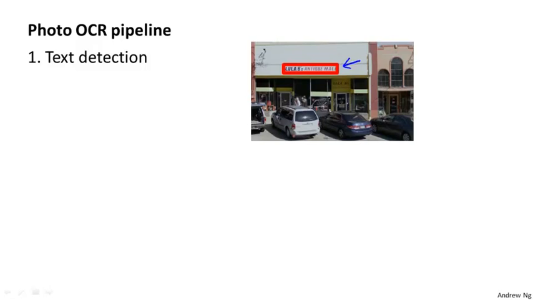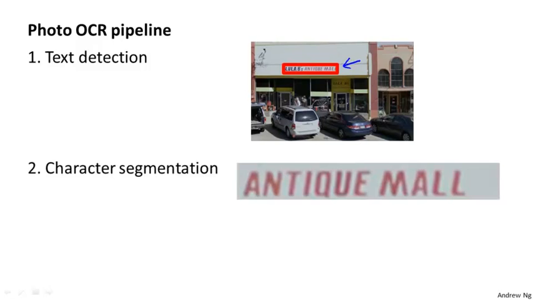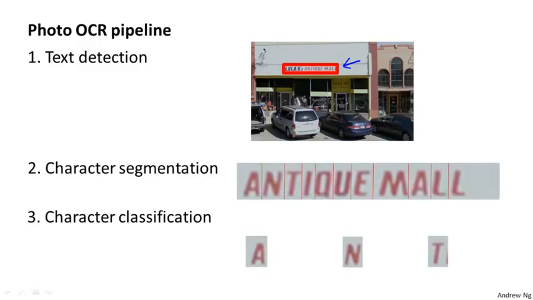Second, given the rectangle around that text region, we can then do character segmentation, where we might take this text box that says Antique Mall and try to segment it out into the locations of the individual characters. And finally, having segmented out into individual characters, we can then run a classifier which looks at the images of the individual characters and tries to figure out that the first character is an A, the second character is an N, the third character is a T, and so on. So that by doing all that, hopefully you can then figure out that this phrase is Lulubee's Antique Mall, and similarly for some of the other words that appear in that image.